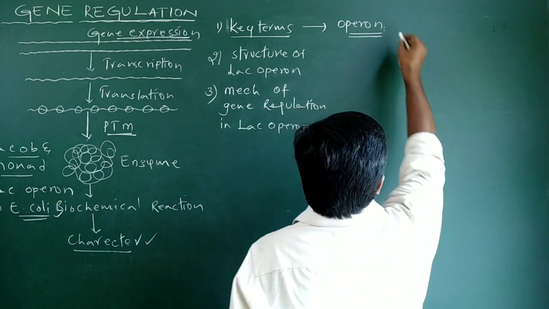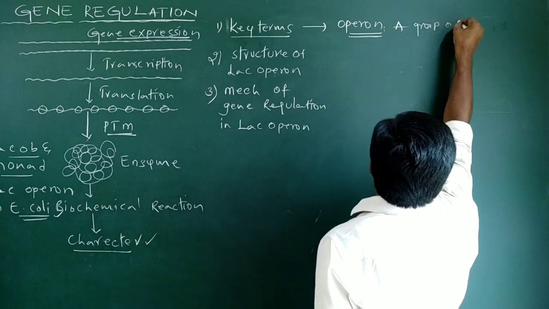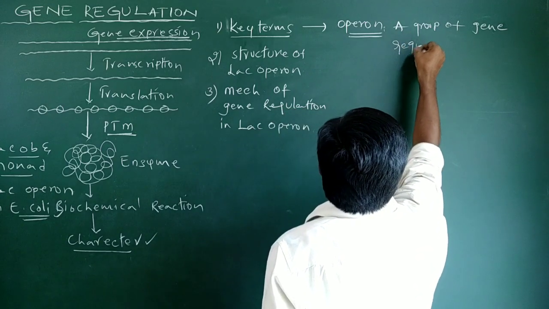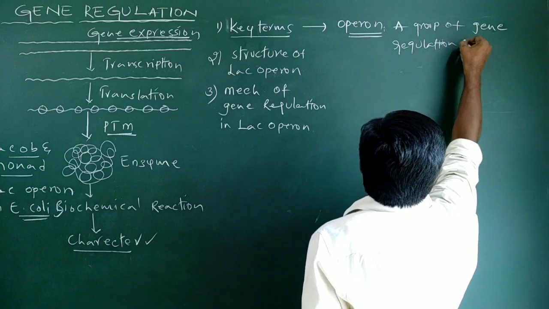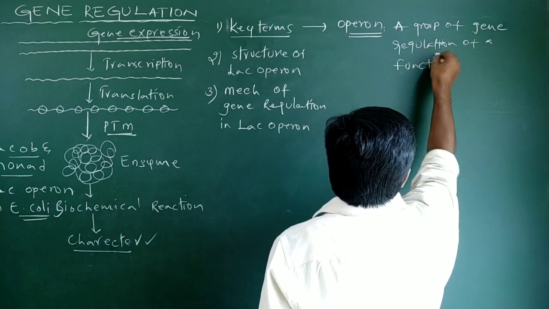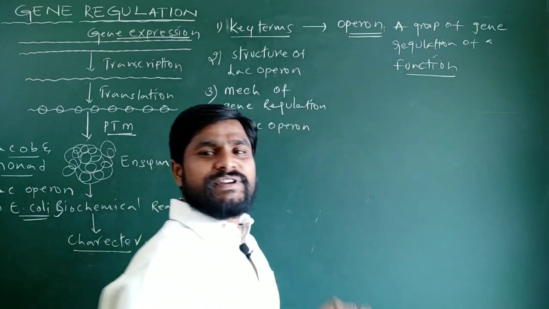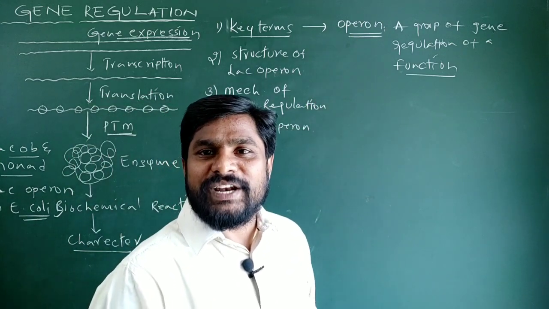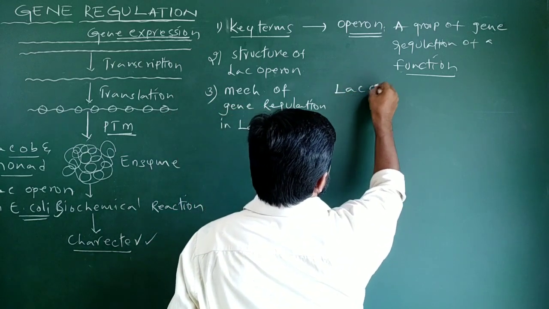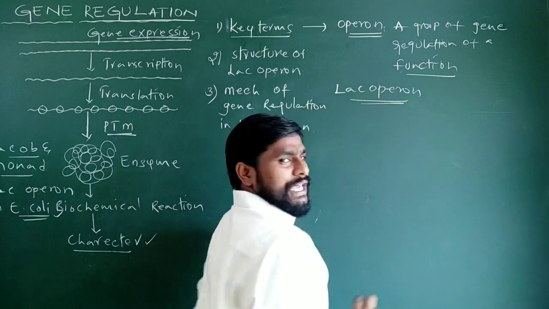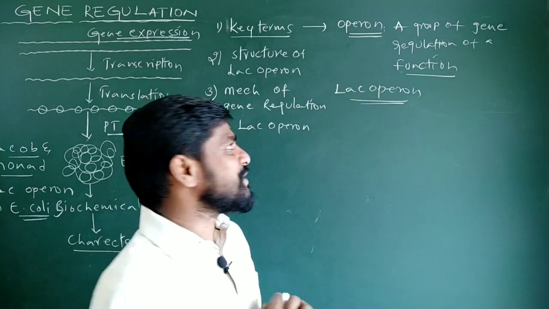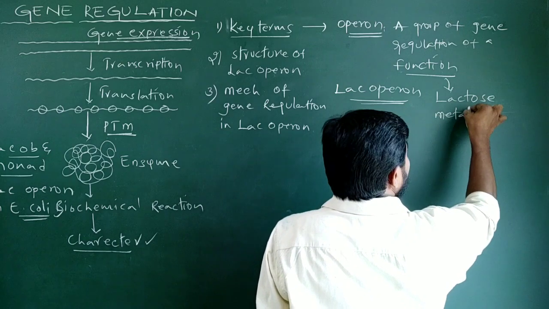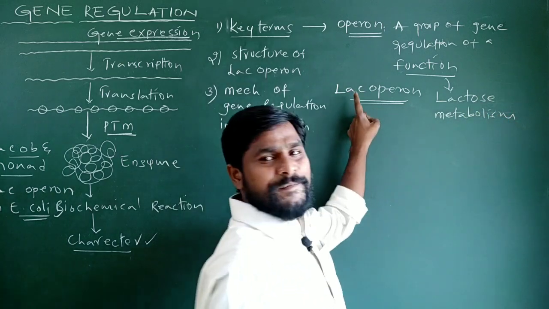What is this operon? Operon means a group of genes in the DNA of the organism involved in regulation of a function. The group of genes involved in the regulation of a function in the organism is said to be an operon. Here we are talking about lac operon. What is lac operon? Lac operon means a group of genes involved in lactose metabolism. This group of genes involved in lactose metabolism is said to be lac operon.